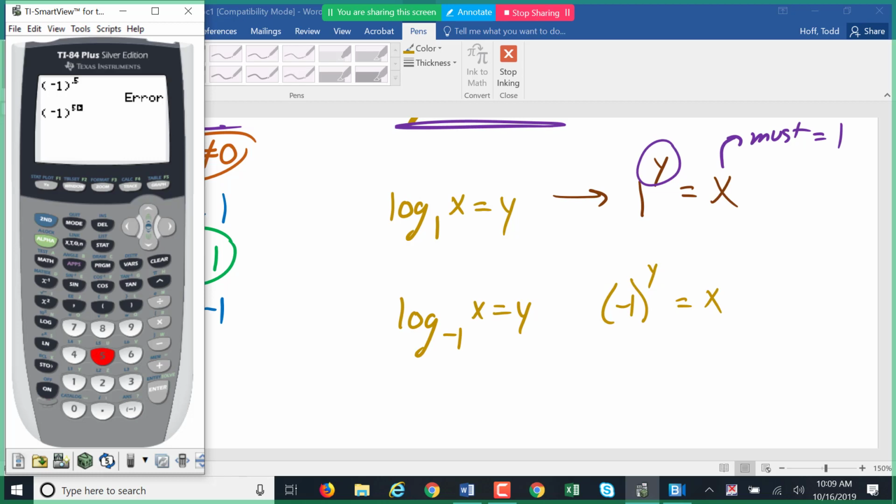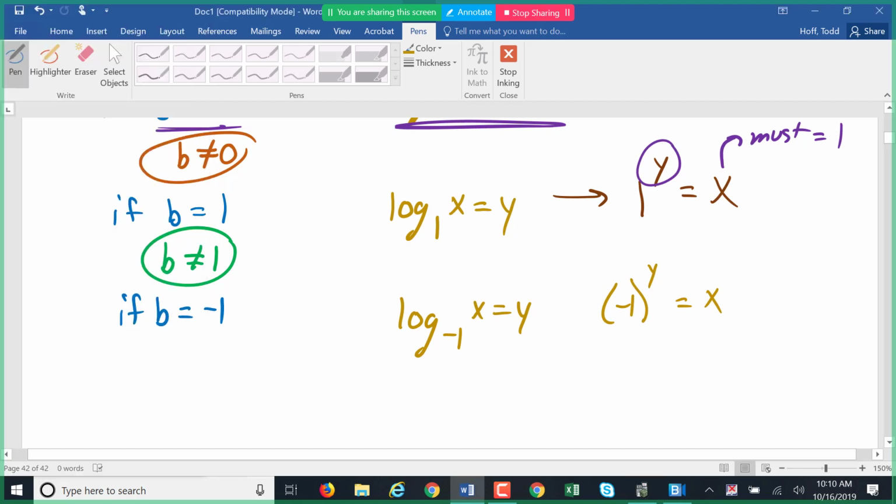Negative 1 to the power of 5 is going to be a negative 1. Negative 1 to the power of 4 is a positive 1. So there would only be two possible values there. X would either have to be 1 or negative 1, and it would be indeterminate, because y could be any even number if x is positive 1. If x is negative 1, y could be any odd number. It's indeterminate, can't be solved.